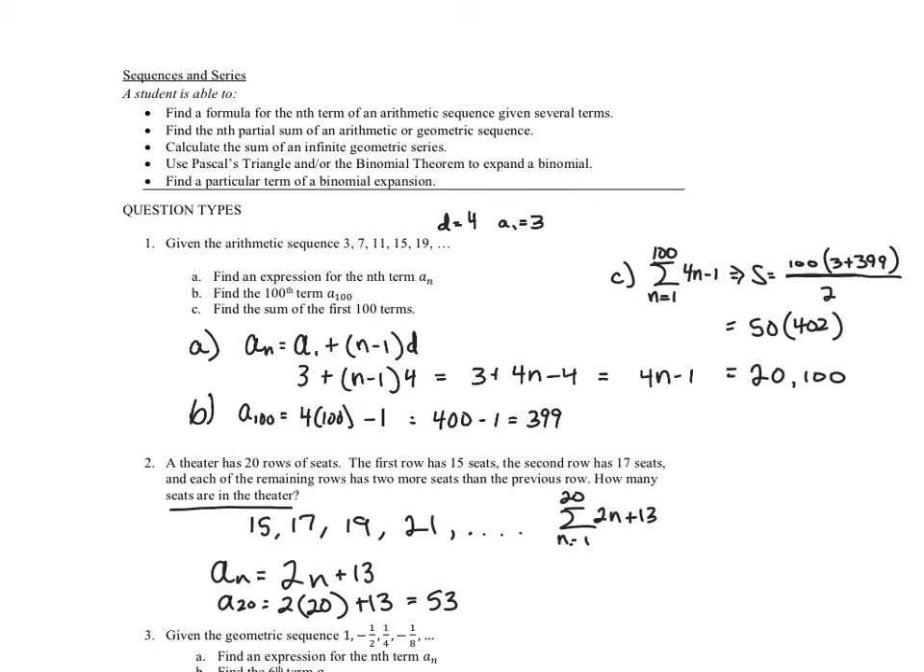So the partial sum is the sum of the 20 terms that we're adding together, and then the first term is 15, the 20th term is 53, and we divide that by 2. So this is 10 multiplied by 68, which is 680 seats.